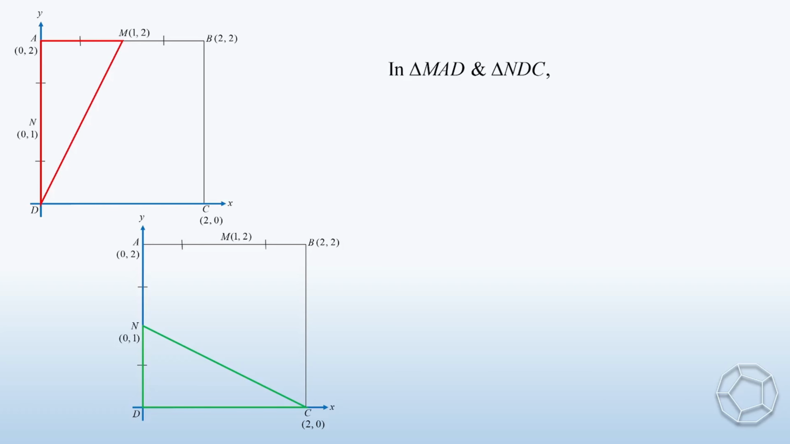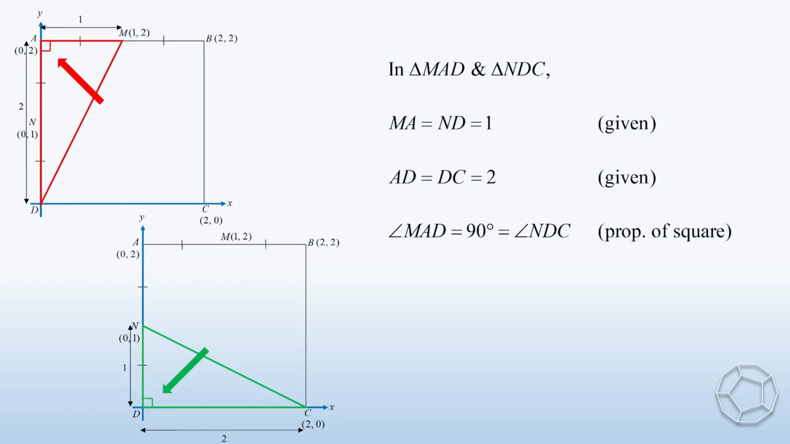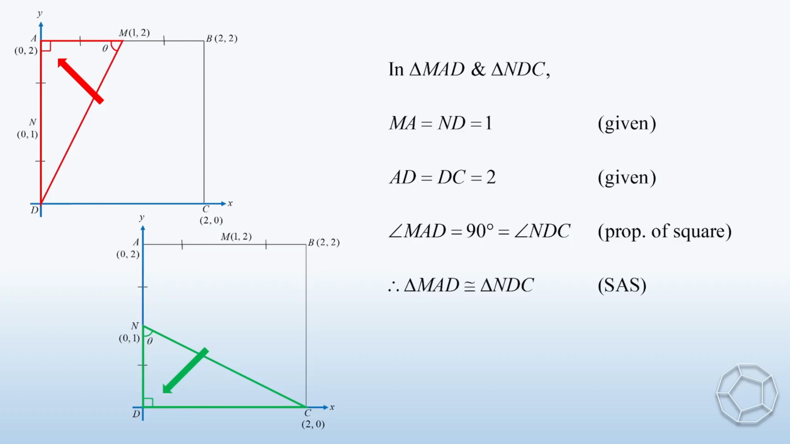Clearly we have two pairs of equal sides. They are MA is equal to ND, which is equal to 1, and AD is equal to DC, which is equal to 2. We also have these two right angles. Therefore, the two triangles are congruent, and the reason is SAS. So what important results do we have?